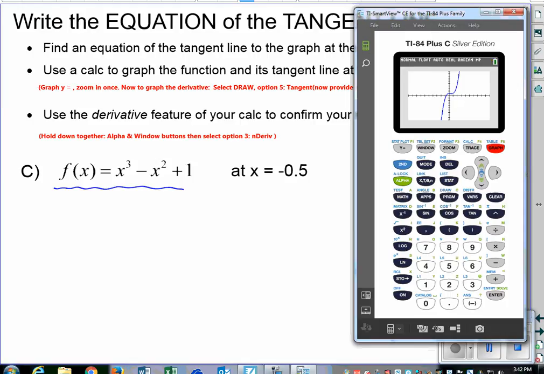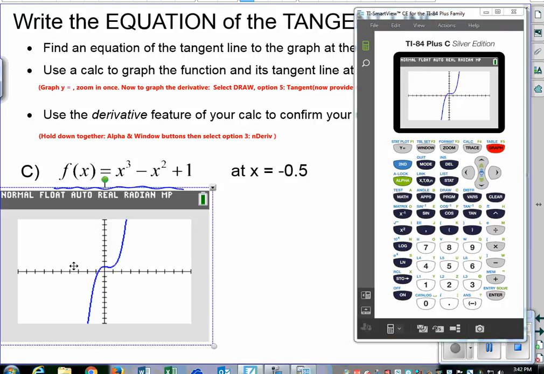Definitely looks cubic, right? And when x is negative 1/2, I'm going to bring this over. Imagine here x equals negative 1/2, so we're right in here. The tangent line would slice through like that, wouldn't it? So this calculator can actually draw that in for us, and I'll show you how to do that in a moment. But it can also calculate the derivative for us.